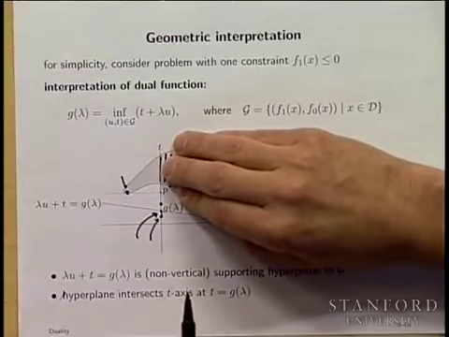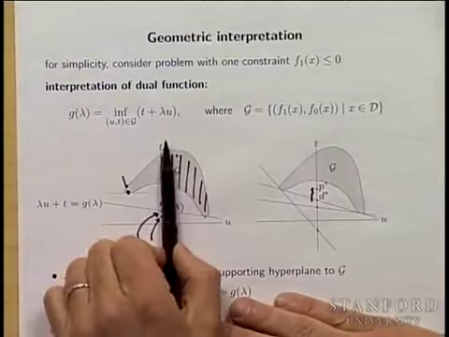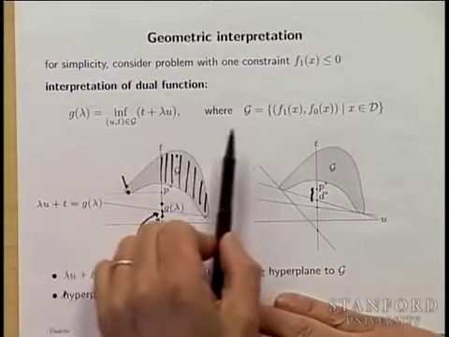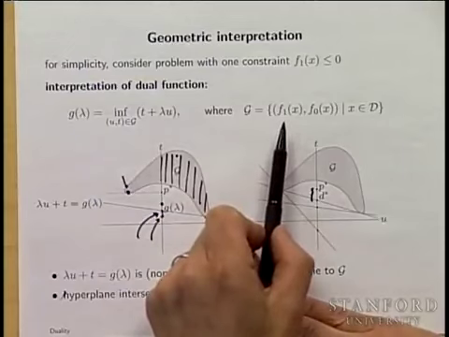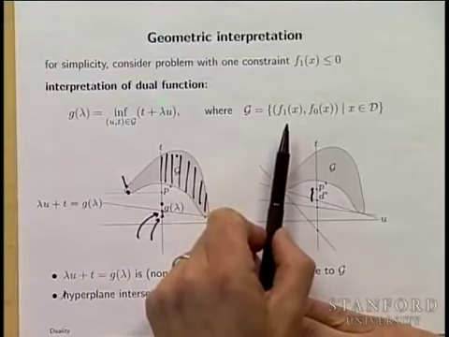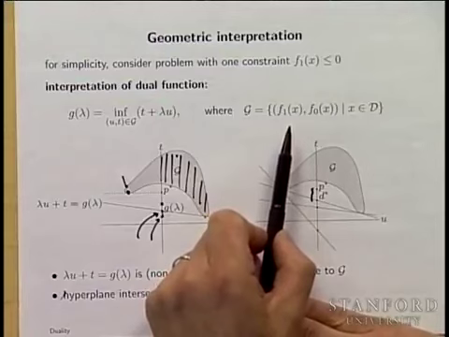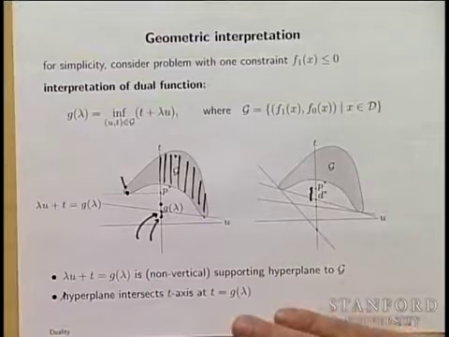Why was the right side infeasible? Because your first coordinate here is your constraint function, and F1 has to be less than or equal to 0. That's what it means to be feasible. So that's the picture.